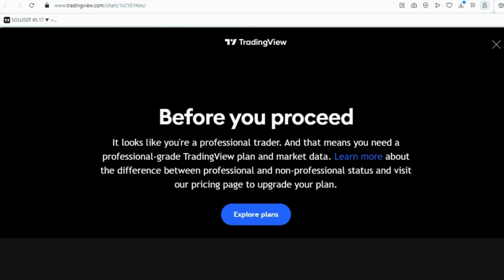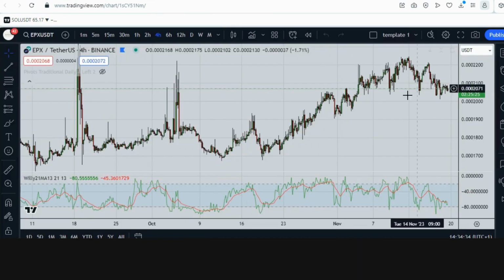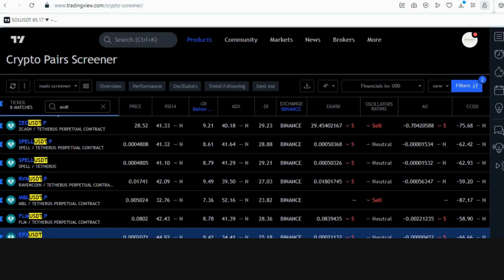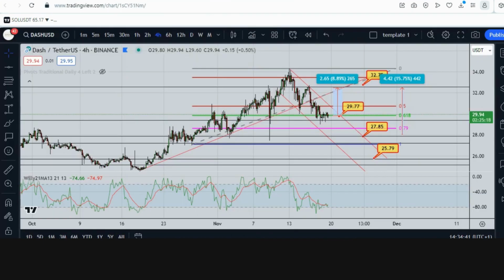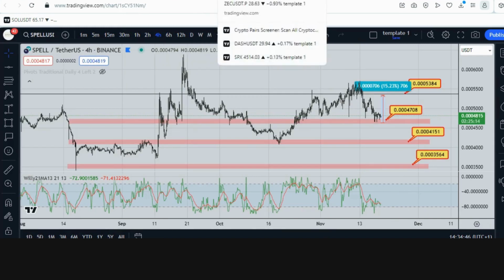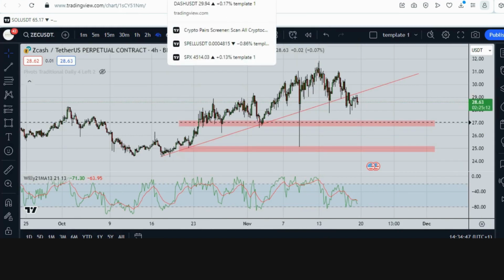Let's check EPX. You see, EPX is also the same thing. So if I'm to pick anyone that has good chances, I'll look at the one like Dash that is strong, Dash has fallen. Now look at this other one, Spell, and this other one, ZEC. So I believe these three are okay for this market.